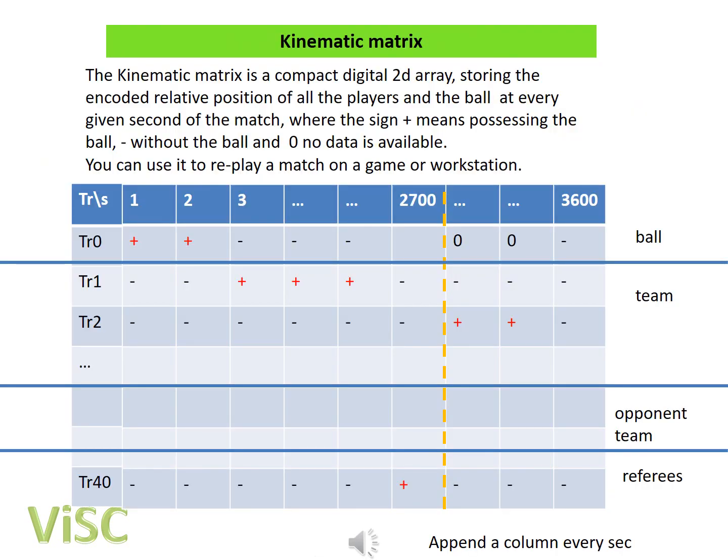The kinematic matrix is a compact digital bidimensional array storing the encoded relative positions of all the players and the ball at every single second of the match, where the sign plus means possessing the ball, the sign minus without the ball, and the 0 means no data is available. You can also use it to replay a match on a game or workstation for further training.